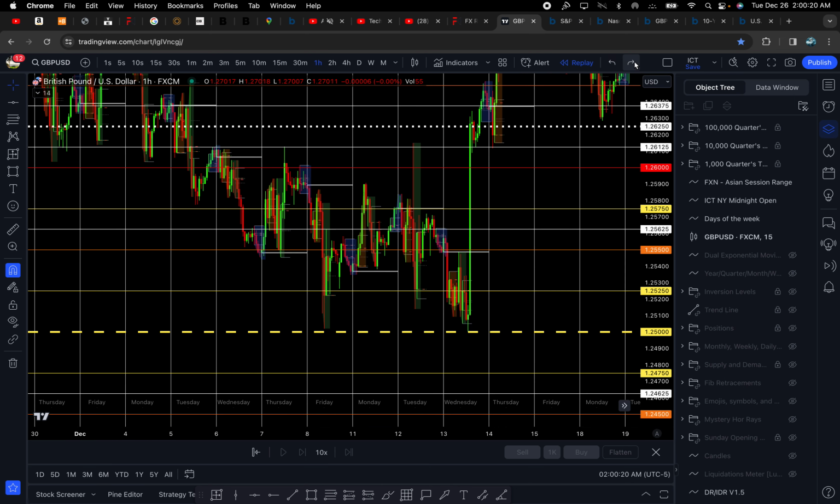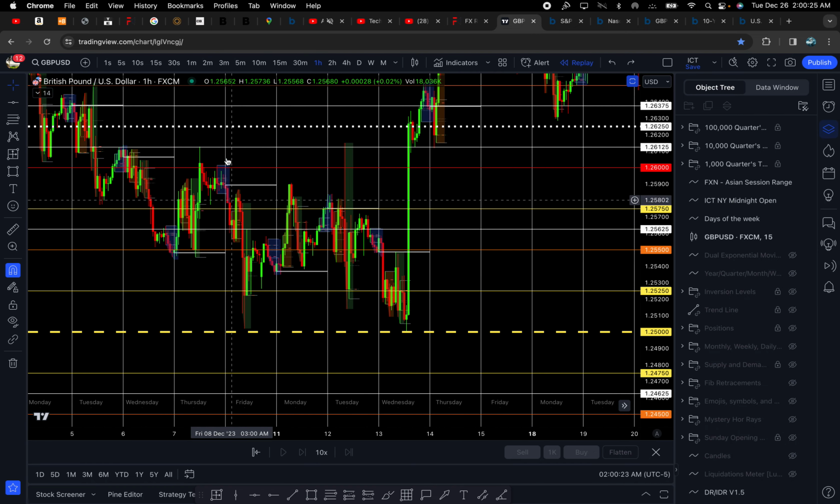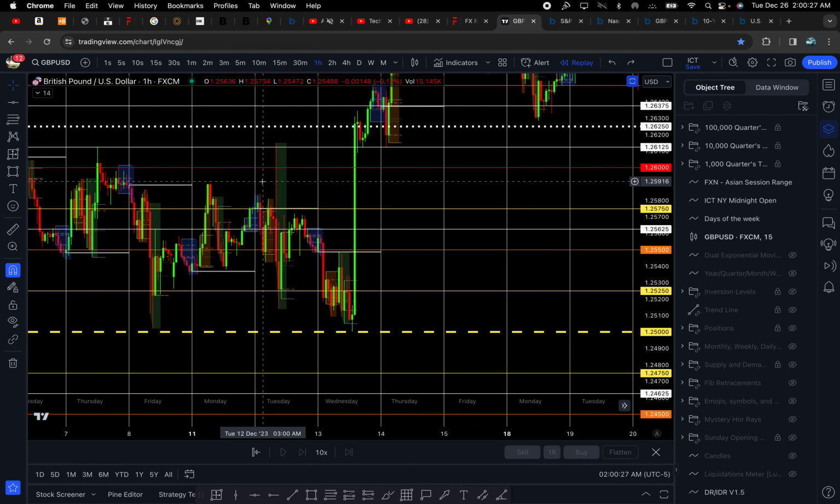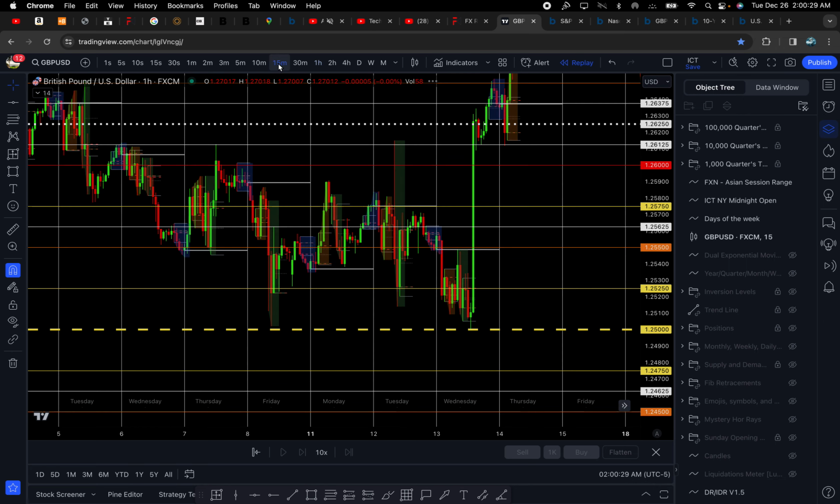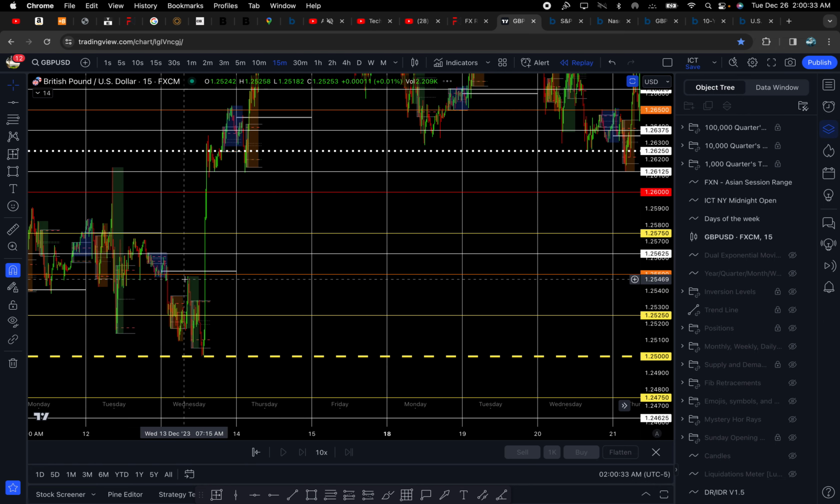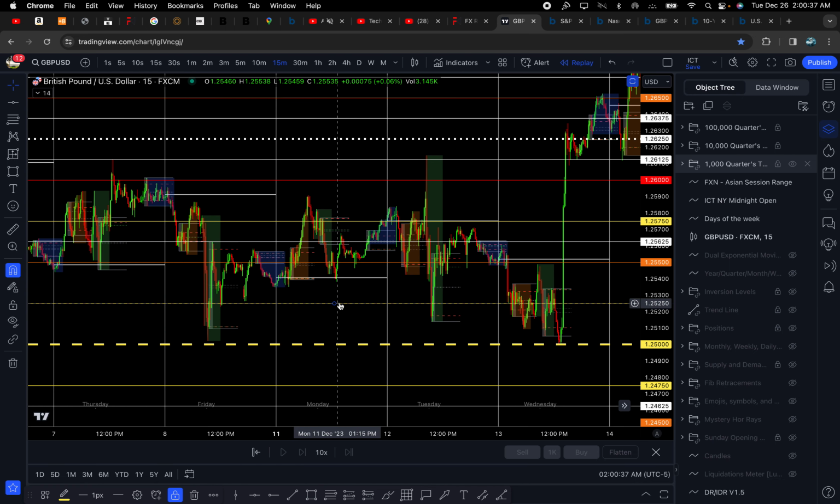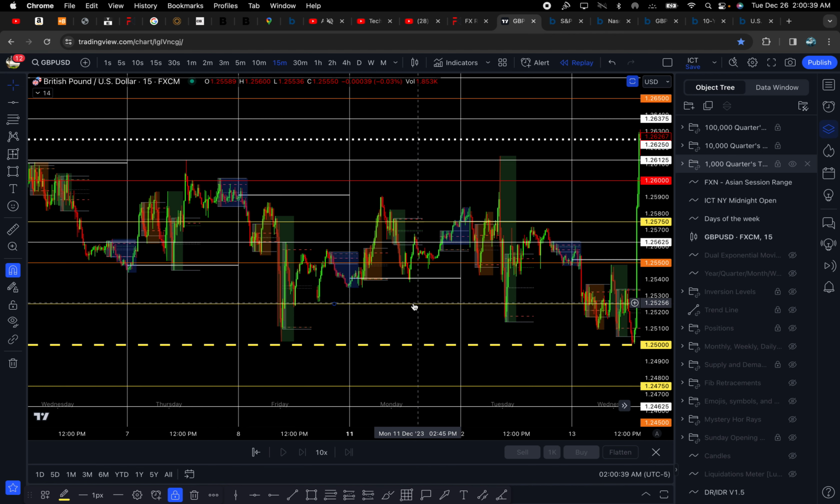Put that back, zoom back in. But yeah, if you go back, let's see, where are we? This way. And you draw those white levels in. There's some utility to having it. Price will react around it, as you can see. It's just a nice level to have on there.